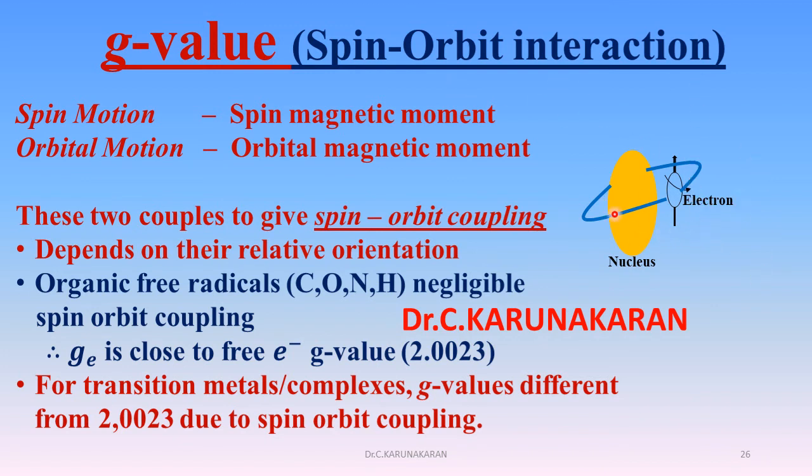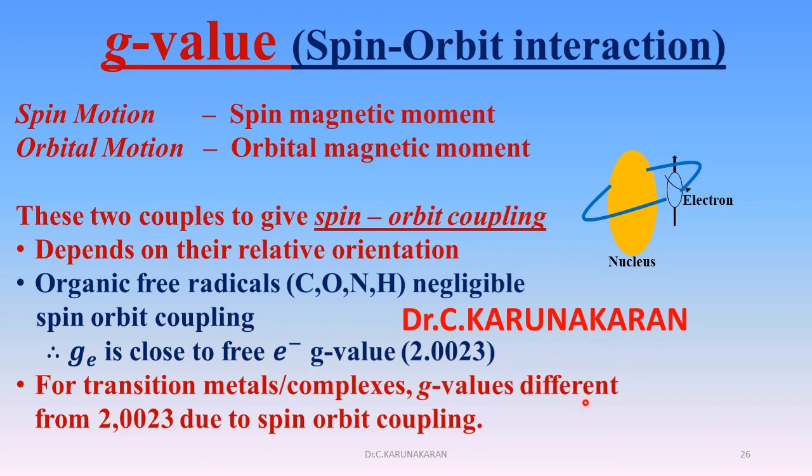As I said earlier, the electron spins about its own axis and also it revolves in orbit. Therefore, the electron has spin magnetic moment as well as orbital magnetic moment. These two magnetic moments couple to give spin orbit coupling, depending on their relative orientation. For free radicals, this spin orbit coupling interaction is negligible. Therefore, the G value is close to the free electron value 2.0023.